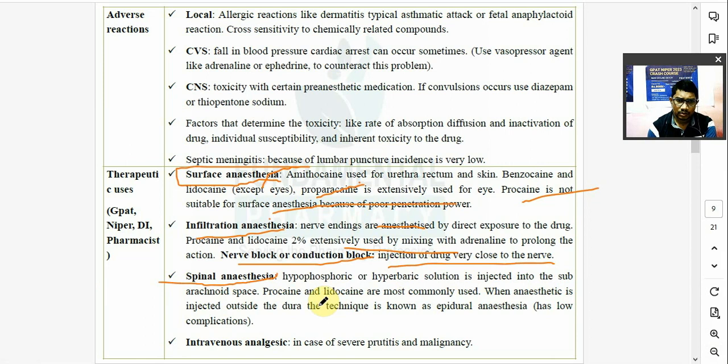A hyperosmotic or hyperbaric solution is injected into the subarachnoid space using a spinal needle technique. So उसको बोलते हैं spinal anesthesia. So hyperbaric means ज़्यादा उसका gravity ज़्यादा होगा उसका। Procaine and lidocaine are most commonly used when the anesthetic is injected outside the dura mater. The technique is known as epidural anesthesia.